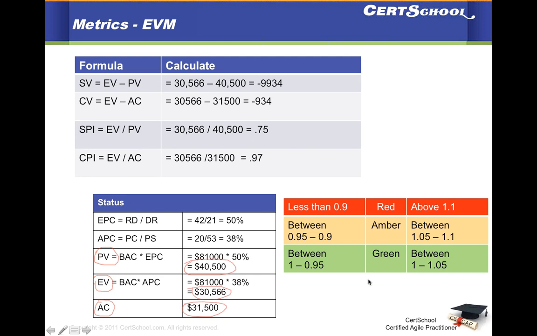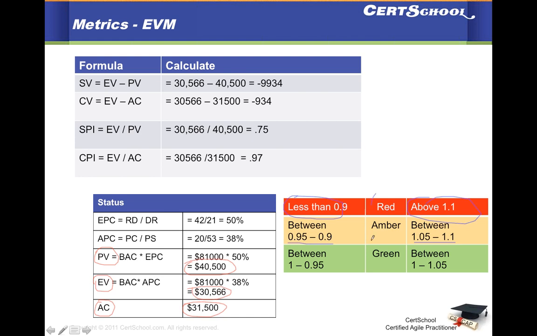Okay, and creating this reference can take a little bit of time in a particular organization, particular team. But what you're trying to say is that if your index is less than 0.9 or greater than 1.1, then your status is red. All right, if it is between 0.9 and 0.95, or in between 1.05 and 1.1, then it is amber.